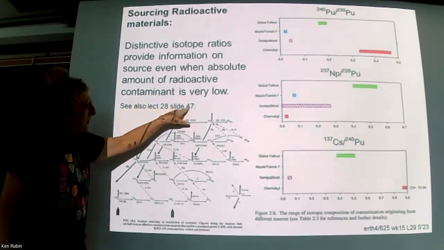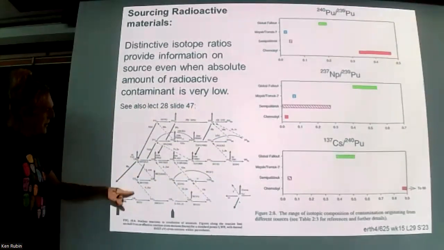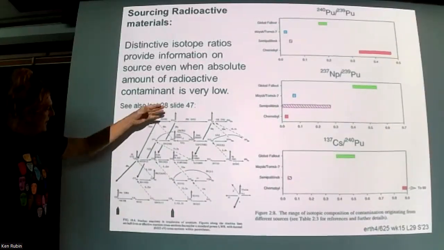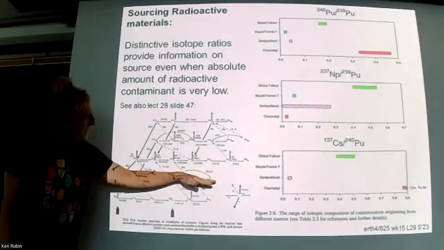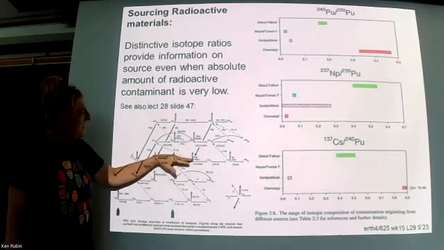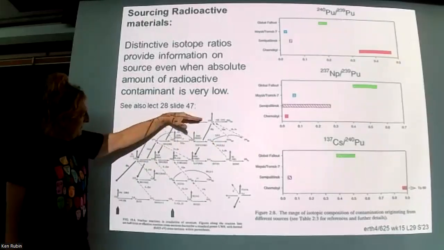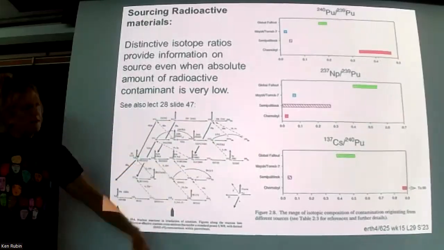I've just reminded you, you can look at slide 47 of last time where we had the nuclear cascade, uranium-235, uranium-238, and all the various isotopes. Each of these lines is a different element. This is a line for plutonium, this is a line for americium, there's californium, neptunium is down here.